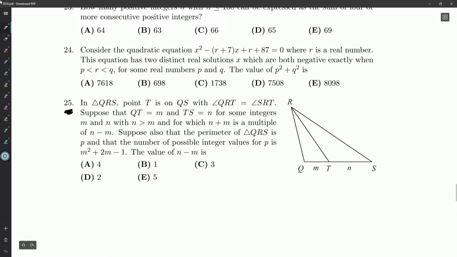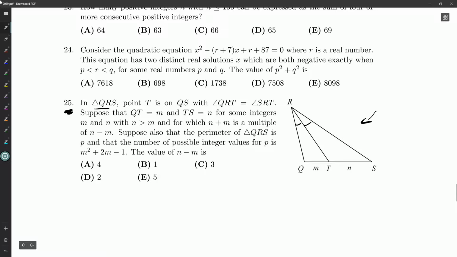So, question 25. In triangle QRS, this triangle over here, point T is on QS with QRT having the same angle as SRT. Suppose that QT is m and TS is n for some integers m and n with n greater than m, and for which n plus m is a multiple of n minus m. Interesting. That doesn't normally happen.